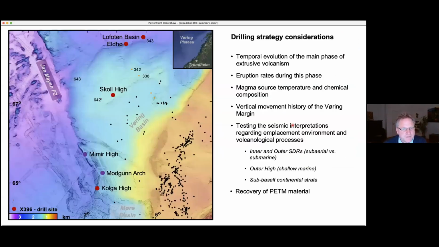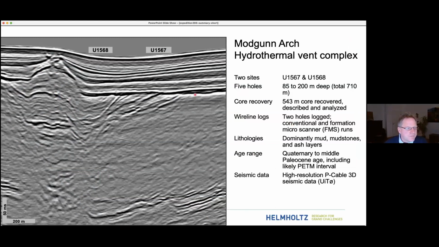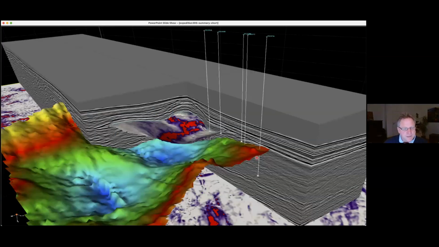Then we went to this Modgunn Arch, where we drilled one of these volcanic vent complexes. You can see the funnel shape here of the old hydrothermal system, and we drilled 5 holes into this and got a fantastic section of PETM, Paleocene-Eocene Thermal Maximum sediments that were emplaced during this warming event. Just another 3D view of the same thing, so the boreholes that go into this funnel.